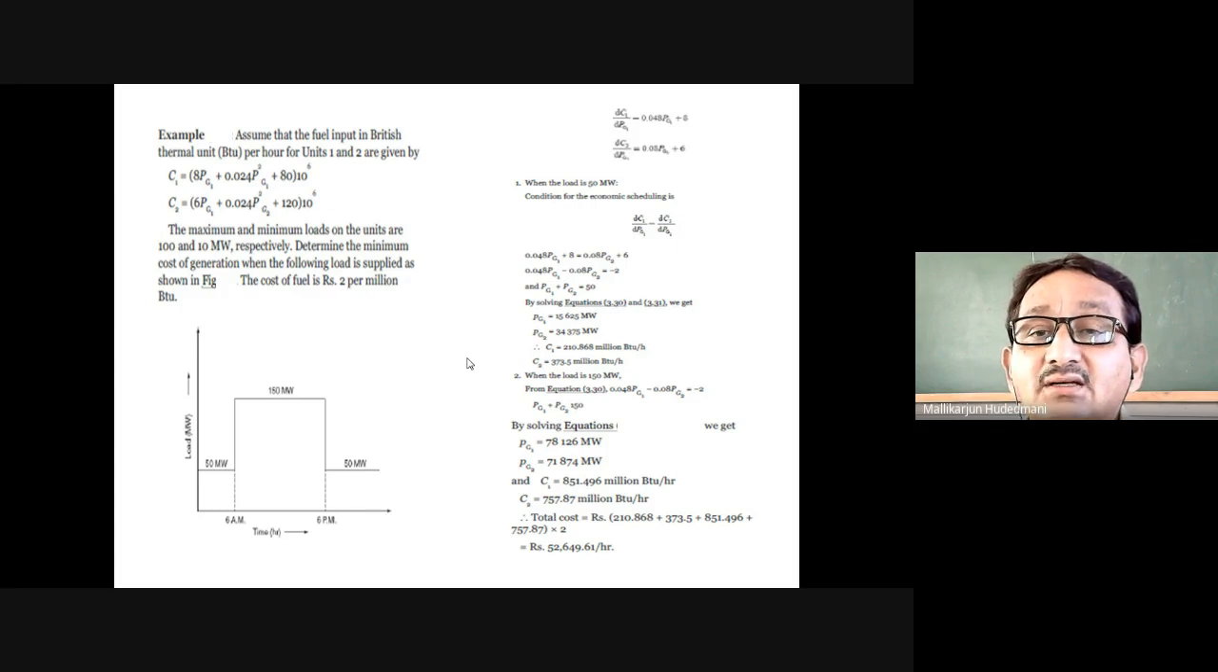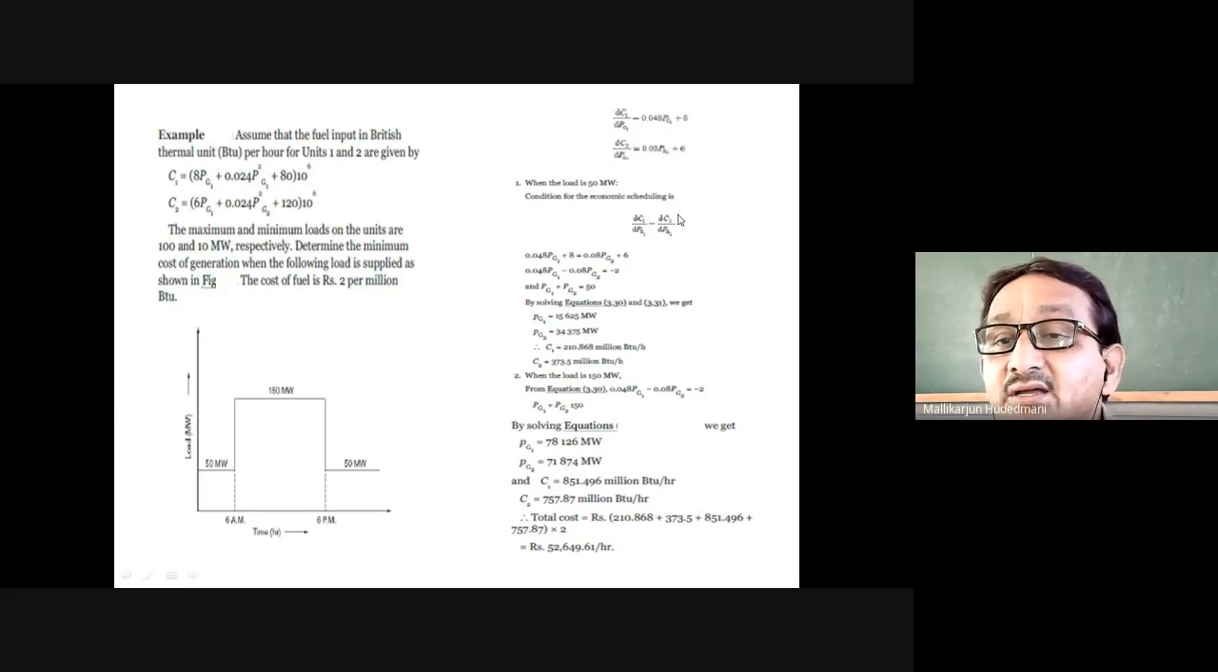We know that when equal incremental cost criteria is to be applied, dC1 by dPG1 should be equal to dC2 by dPG2. This is all we clearly know it. The same thing is done. Equate dC1 by dPG1 with dC2 by dPG2, which is being done here. You can see this equation is equated with this equation, and PG1 plus PG2 must be equal to how much? 50 megawatt. That's what is the second equation.